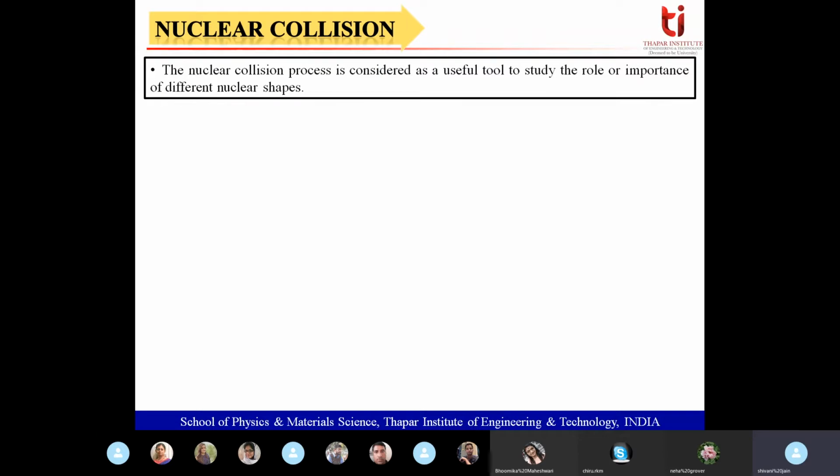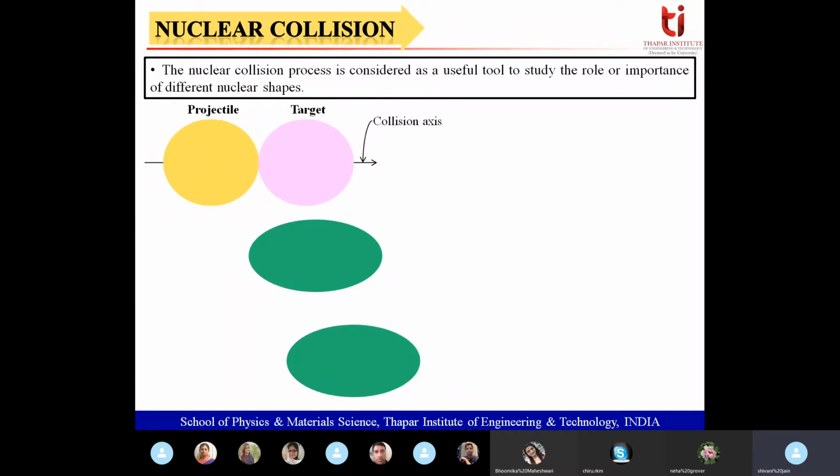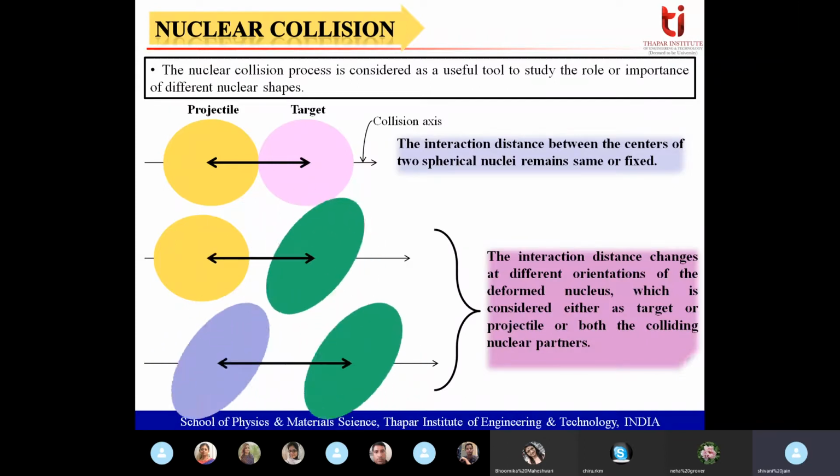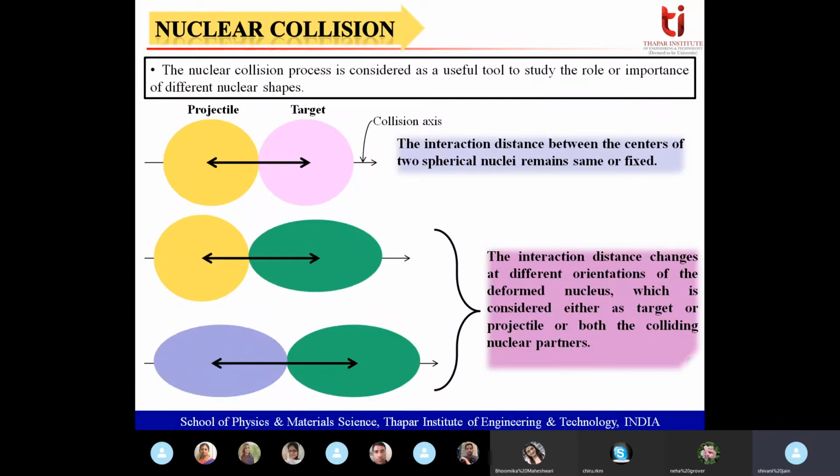Till now, what if we consider these nuclei in the nuclear collision process? Because the nuclear collision process is considered a useful tool to study the role or importance of different nuclear shapes. For different choices of target-projectile combinations, when we consider only spherical nuclei, the interaction distance between two nuclei remains the same with the orientation of spherical nuclei, which is very obvious. But when we consider quadrupole deformed nuclei either as projectile or target, or both colliding partners, then the interaction distance keeps changing with the orientation of deformed nuclei.